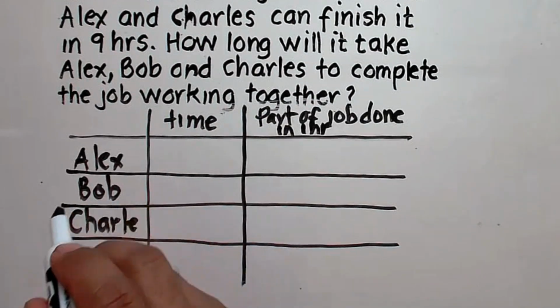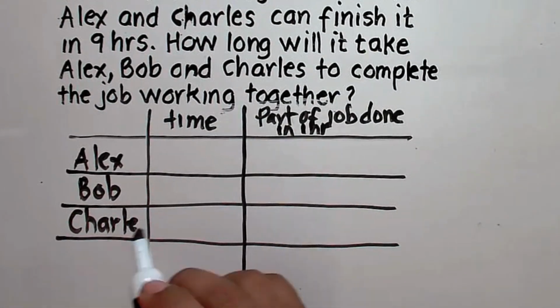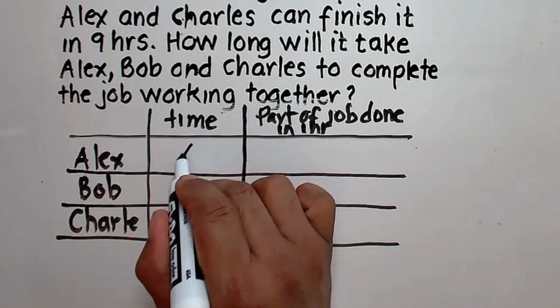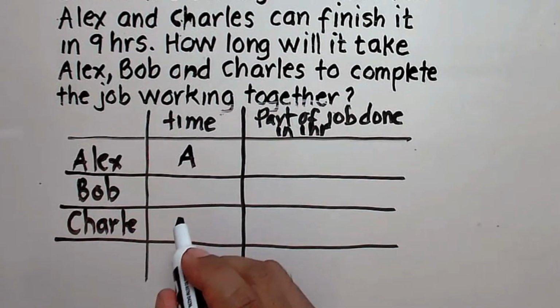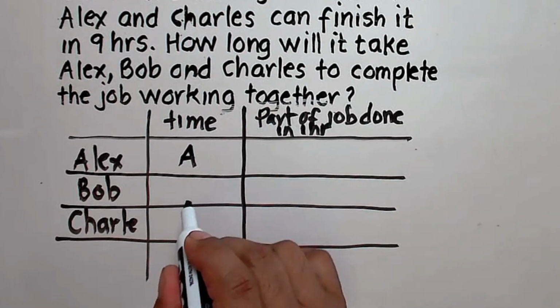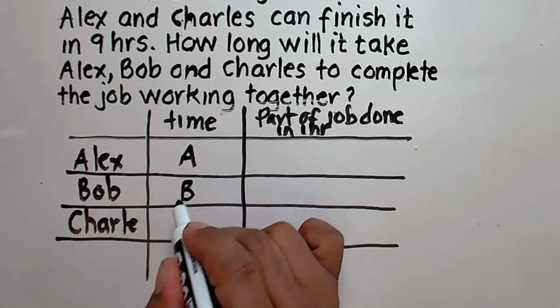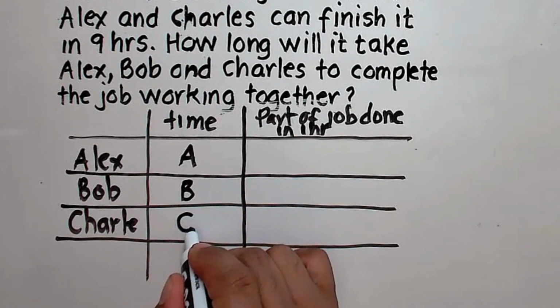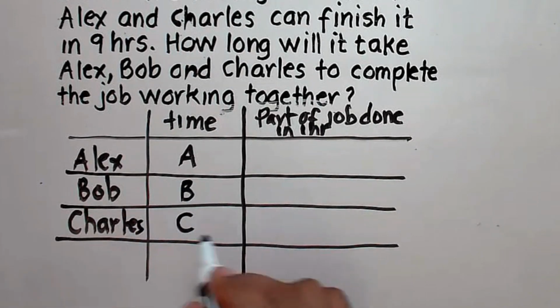We do not know how long Alex can finish the job working alone. So we let this be a variable A. For the same reasoning, we do not know how long Bob can finish the job, so we call it the variable B. And let C be the length of time in hours for Charles to finish the same job.